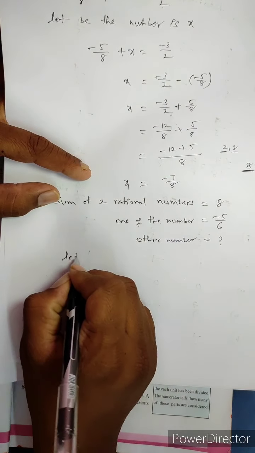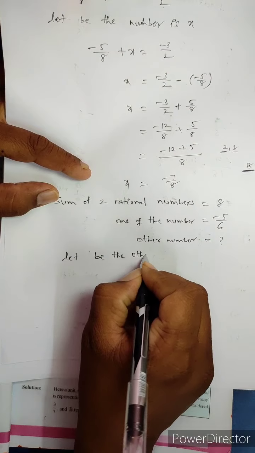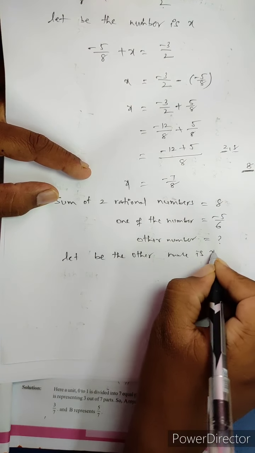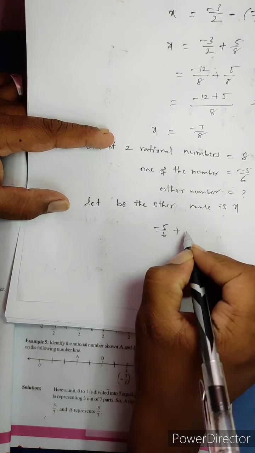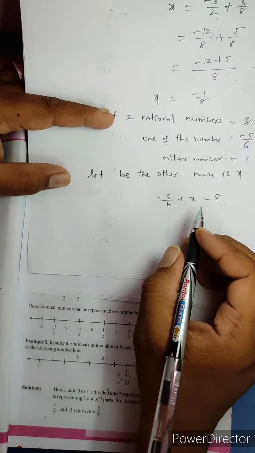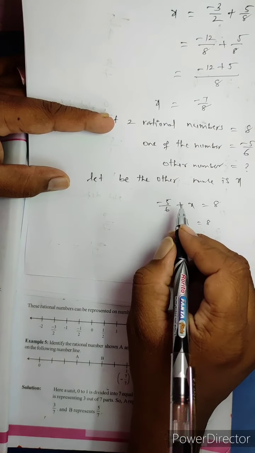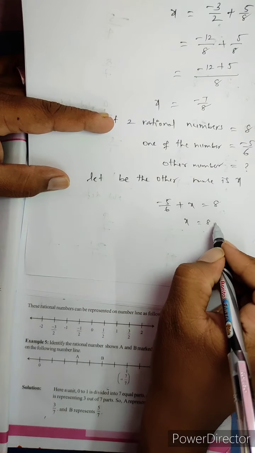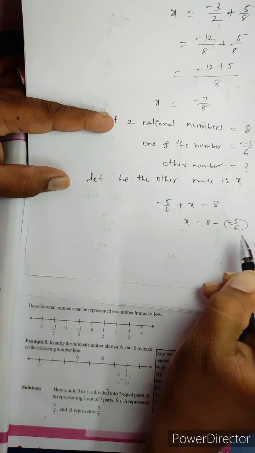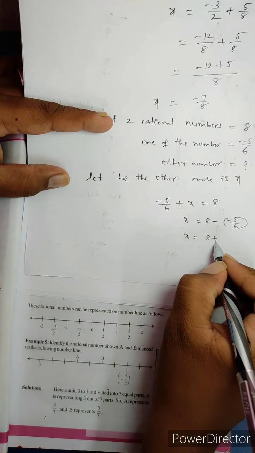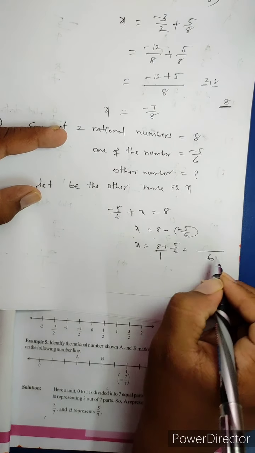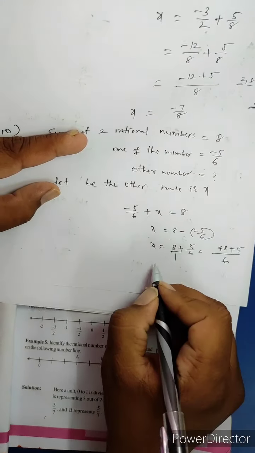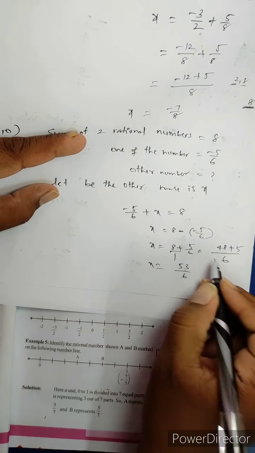Then let the other number be x. Now the sum of two rational numbers is 8. -5/6 + x = 8. Now take x as the subject, then send this 5/6 to the other side. Then minus of -5/6, so x = 8 + 5/6. The LCM of 1 and 6 is 6. 1 sixes are 6, 6 eights are 48, plus 5. x = 53/6. Okay, the 10th problem is also completed.